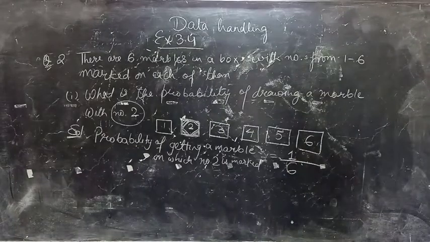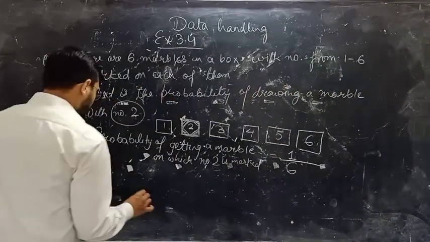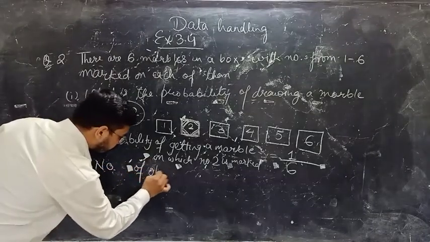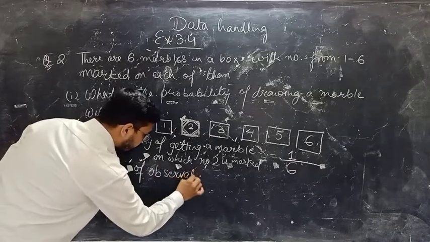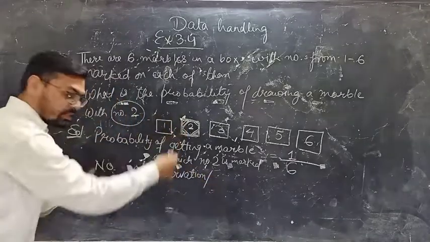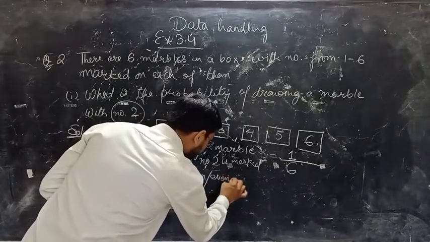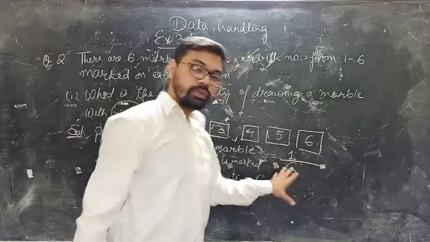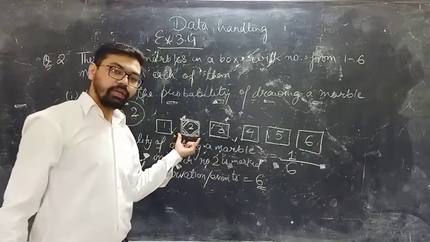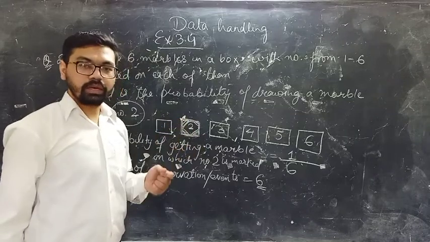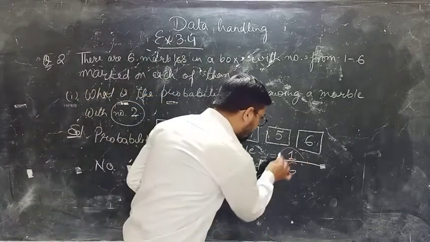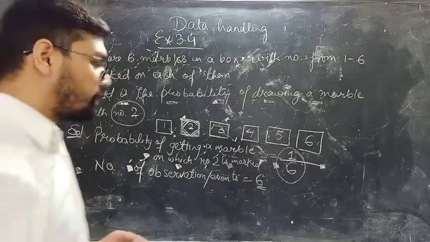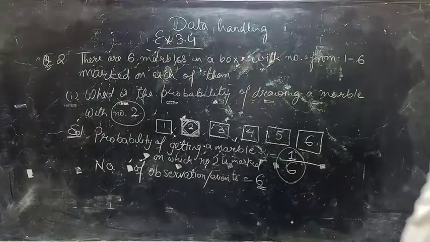I hope the screen is visible, so I can write it over here. So number of observations, or you can say events in this case, number of events is equal to 6. So 6 is the total number of events. Out of these 6, there is only one event where you can get a marble on which 2 is marked. So the answer is 1 by 6. Please note it down fast, and I hope this question is understood to all, right? If not, you are free to ask me in the online class. Okay.